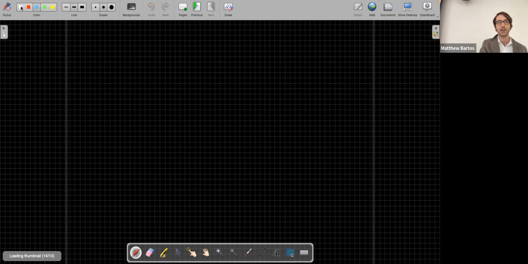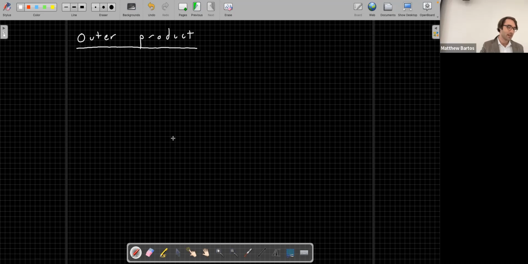Let's take a look at outer products. Who's heard of the term outer product before? Anyone else? This is actually going to be very important. For the outer product, we have two vectors, X and Y. The outer product is defined as X Y transpose. Note this is not the same as X transpose Y.